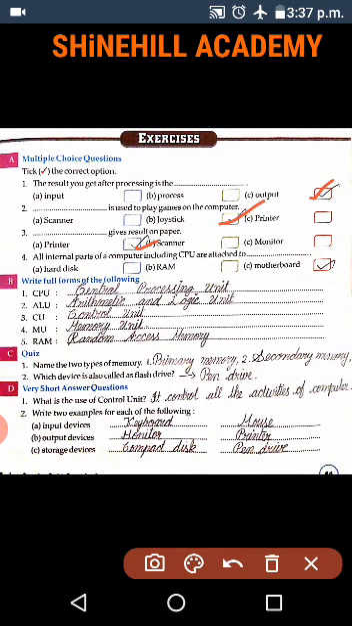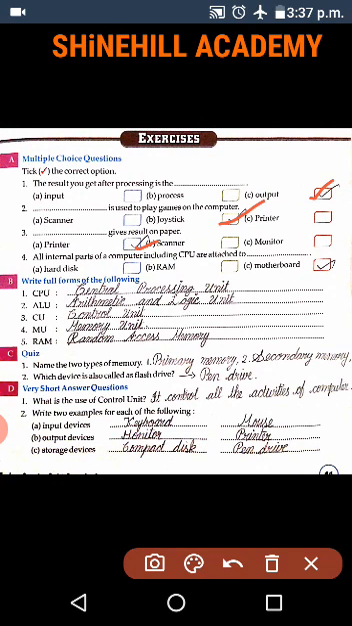Third pattern, quiz questions. First question, name the two types of memory. So the answer is primary memory, secondary memory. Second question, which device is also called a flash drive? It's a pen drive. Okay. Next D pattern, very short answer questions. What is the use of control unit? It controls all the activities of the computer.